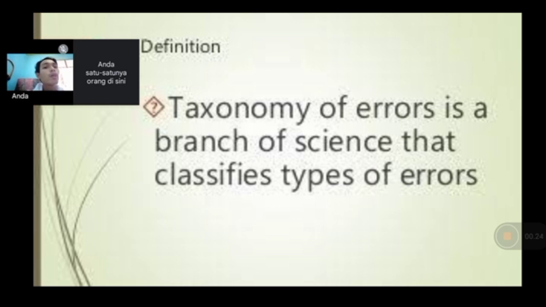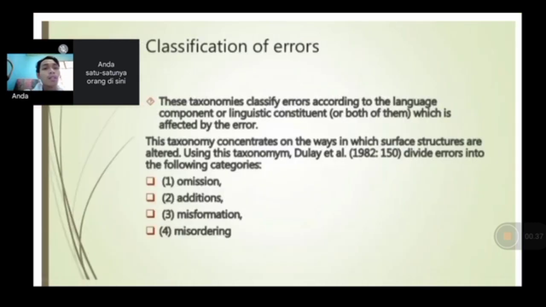So let's move on to the first, the definition. Taxonomy of error is a branch of science that classifies types of errors. So what are the types of errors? The classification of errors. These taxonomies classify errors according to the language component or linguistic constituent or both of them, which is affected by the error.